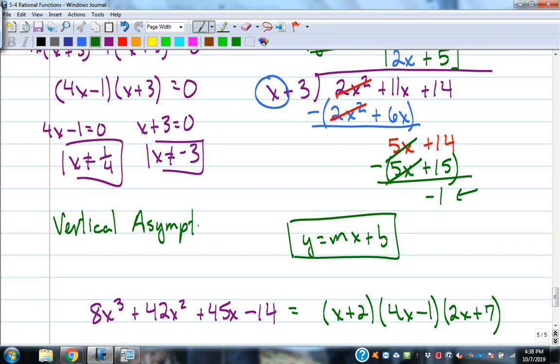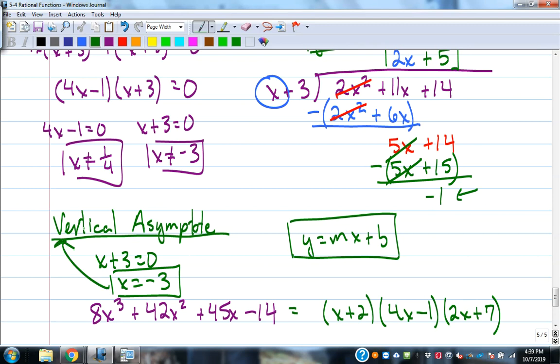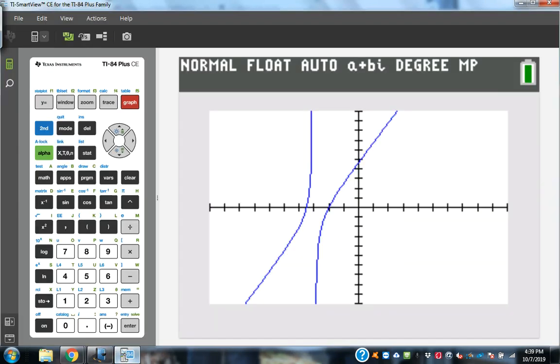I'm going to abbreviate these in just a second. I'm trying to write that. At x plus 3 equals 0, and that'd be x equals negative 3. There we go. That's where our vertical asymptote is at. If we look at the graph, we can see this thing kind of straightening out here and straightening out there, right there at negative 3. You see that happening.